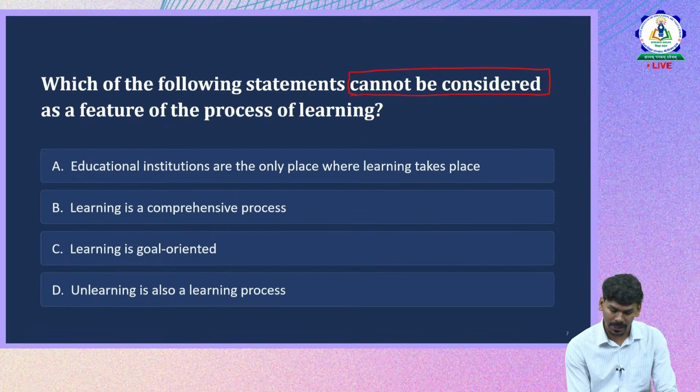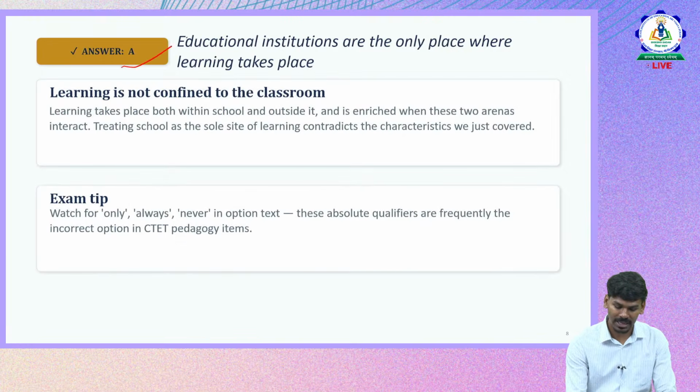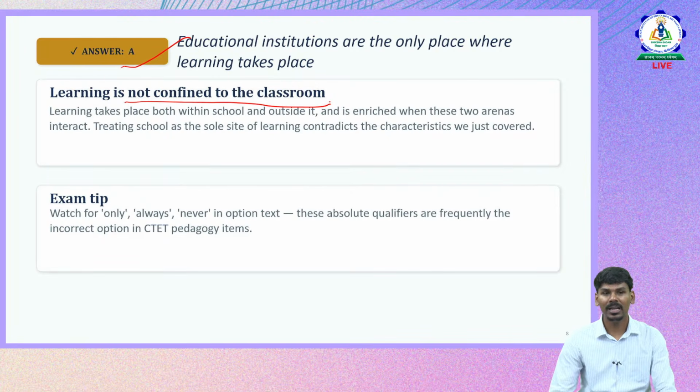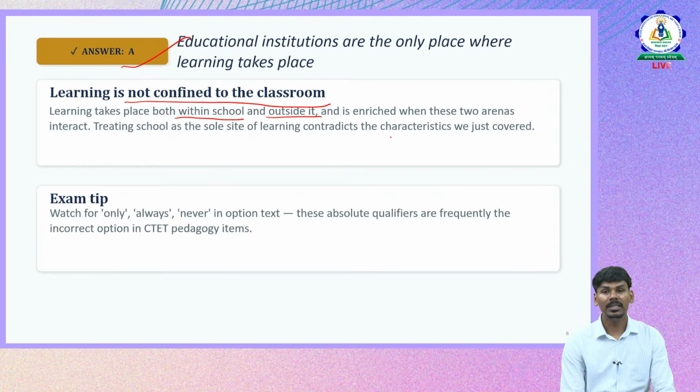So the question is asking which of the following statements cannot be considered as a feature of the process of learning. Is it option A, educational institutions are the only place where learning takes place? No. So option A cannot be considered as a feature of the process of learning. So option A is correct. Learning is not confined to the classroom. We all know that learning takes place both within school and also outside the school. It is enriched when these two arenas interact.